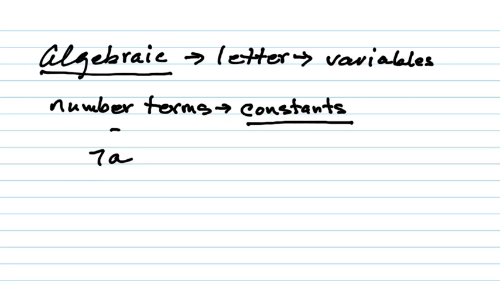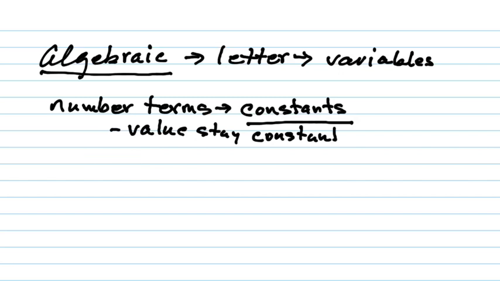Okay? So the value stays constant. So a 7 always means 7. Never can mean anything else, right? A 2 always means 2. Can't mean anything else. So you'll see constant terms. Well, today what we're going to do is we're going to talk about the idea of terms again.